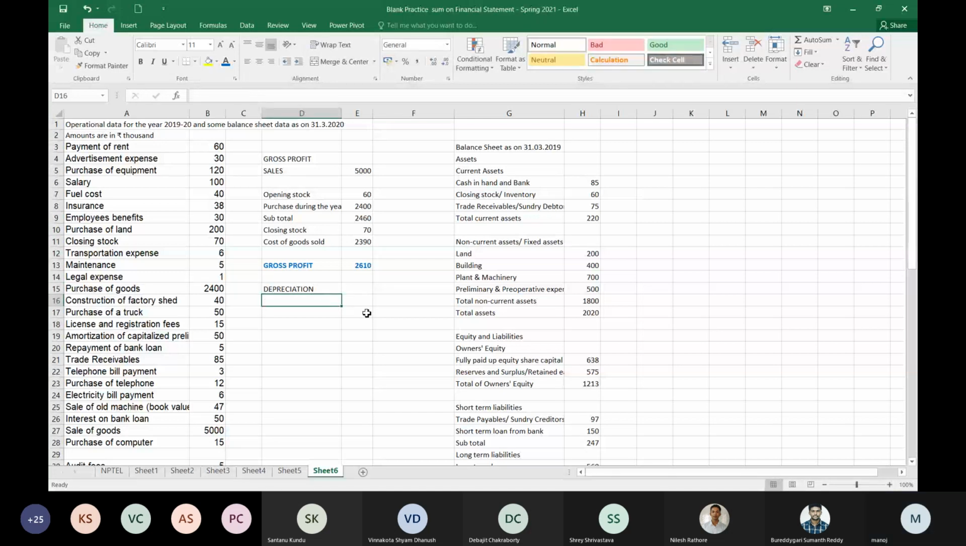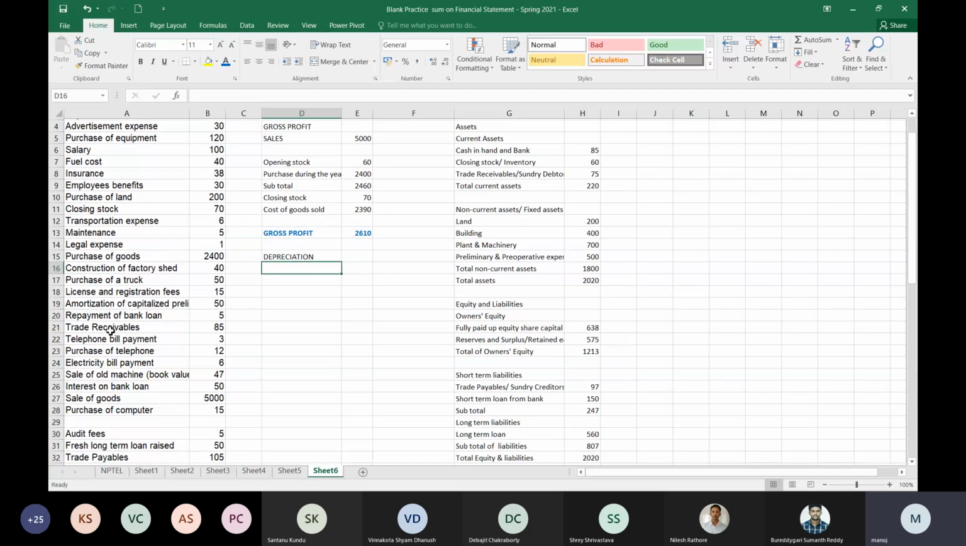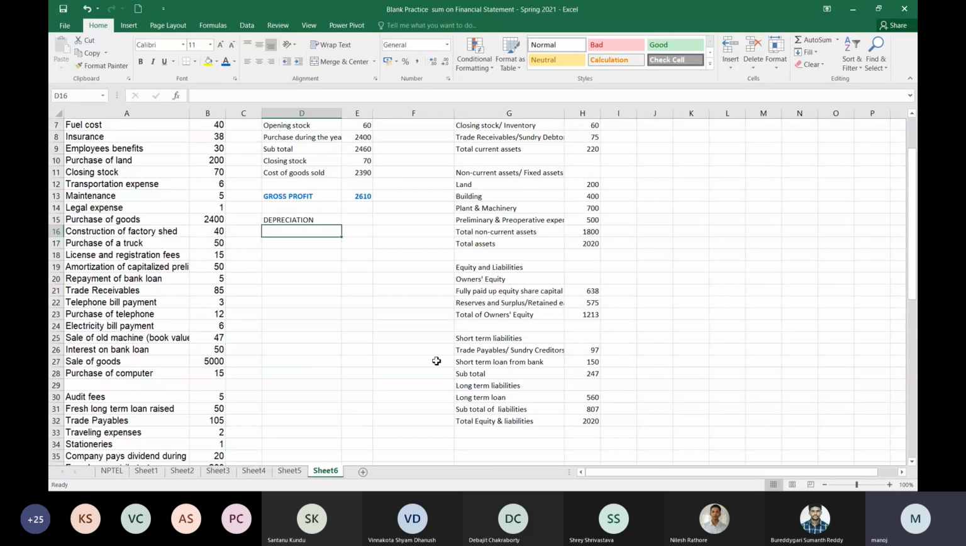Now we will start with land. Land is not depreciated, and let us see whether we have bought any land. Payment, salary, etc. Land. Let me search if I have any land. Yeah, there seems to be a piece of land. This is one land, that is, purchase of land, 200. So only one entry is purchase of land.